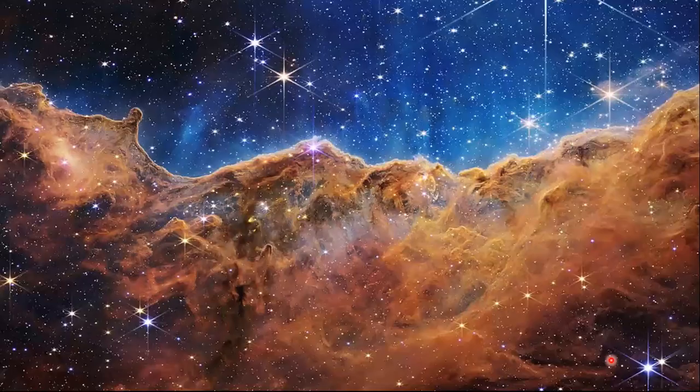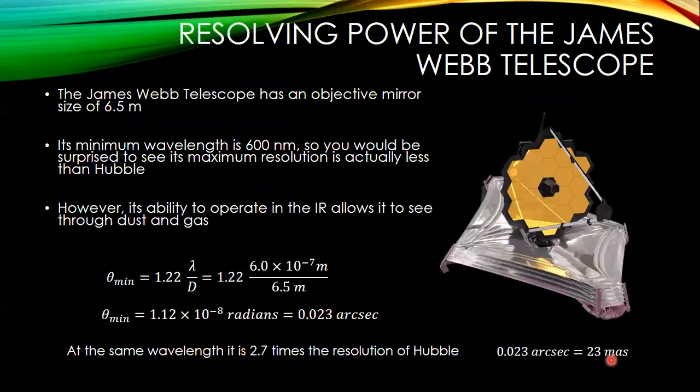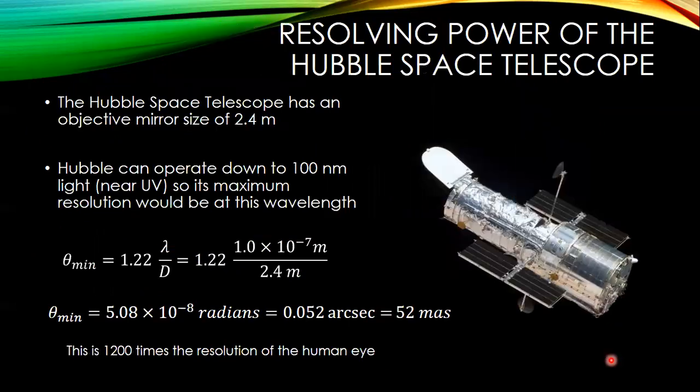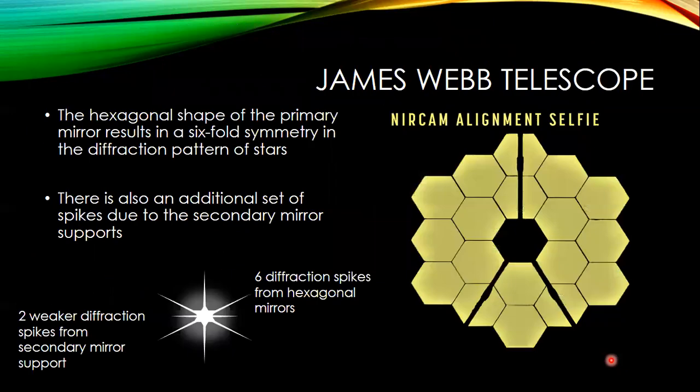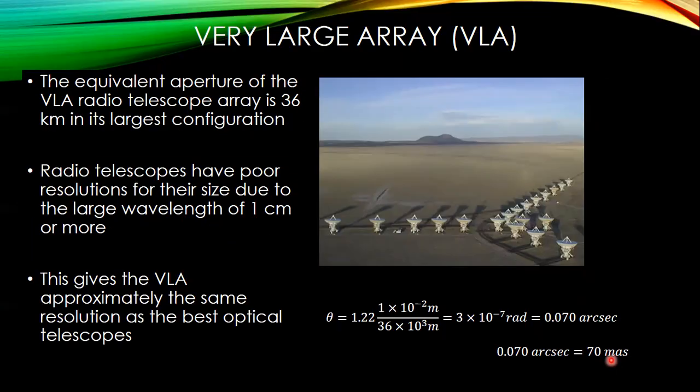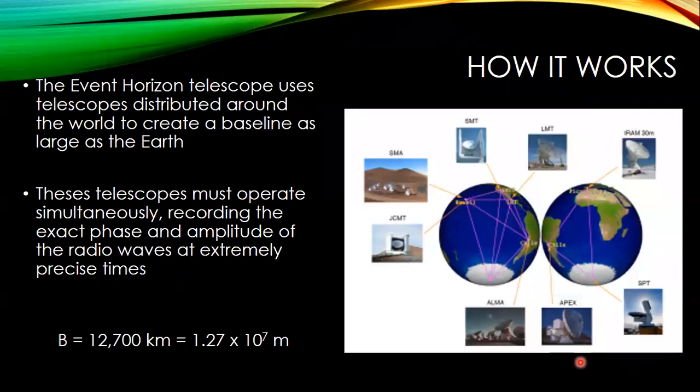And just to remind you where we were with some of the other telescopes, Webb Space Telescope, 23 milliarc seconds. Hubble telescope, 52 milliarc seconds. So down to 70 milliarc seconds, it's pretty comparable. And again, we're looking at a very different part of the electromagnetic spectrum. So we're seeing in the radio part of the spectrum. Now, the Event Horizon Telescope.